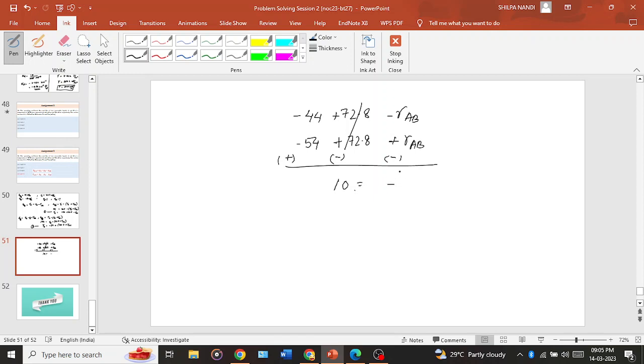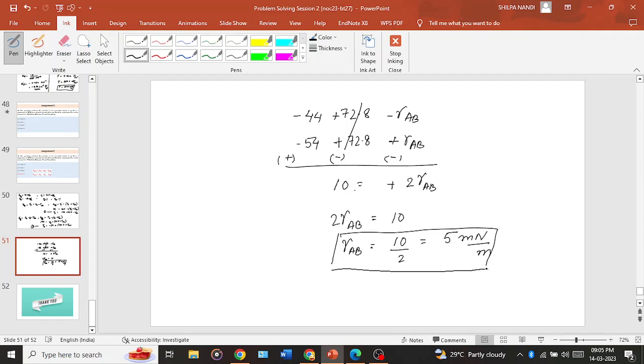10 is equal to plus 2 gamma AB. Now we can write 2 gamma AB is equal to 10. Therefore, what will be the value of gamma AB? It will come as 10 by 2, which is 5. So we already got the answer to gamma AB, which is 5 millinewton per meter.